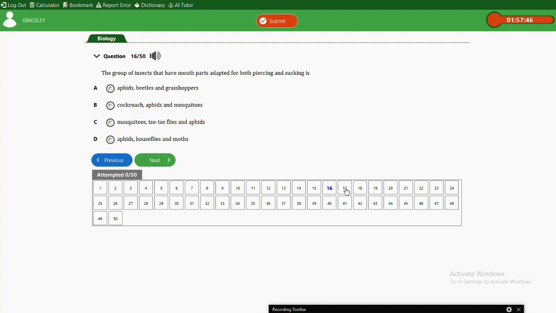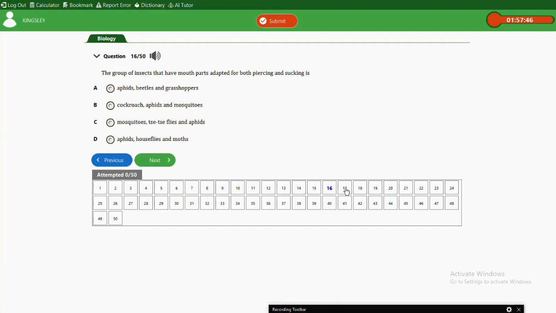So we have question number 16 here, which says, the group of insects that have mouth parts adapted for both piercing and sucking is: A is aphids, beetles, and grasshoppers. B is cockroach, aphids, and mosquitoes. C is mosquitoes, tsetse fly, and aphids. D is aphids, housefly, and moths. So guys, the correct option is option C, mosquitoes, tsetse fly, and aphids. They have mouth parts which are adapted for both piercing and sucking.